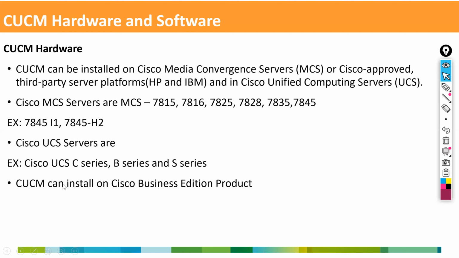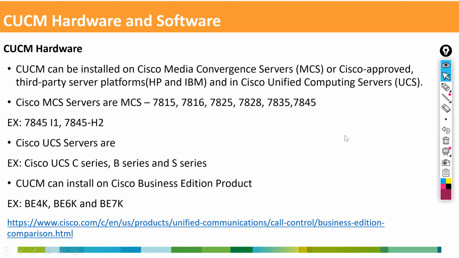And also Cisco CUCM can be installed on the business edition. Later I'll explain to you about the business edition. Okay, B. This is our example again. B4K, B6K, B7K means B4000, 6000, 7000. K means 1000. Business edition, we have this one. I'll come back to this business edition.